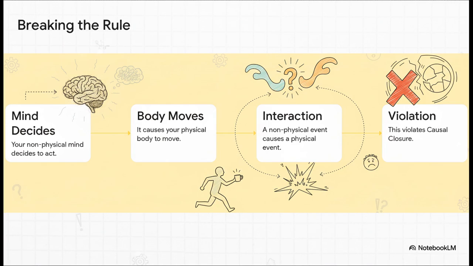And this is exactly where Descartes' idea hits a brick wall. Think about it for a second. Your mind, which he says is non-physical, decides to raise your arm. That non-physical thought somehow has to cause your physical arm to move. So a non-physical event is causing a physical one. And right there, that core scientific principle of causal closure is broken.